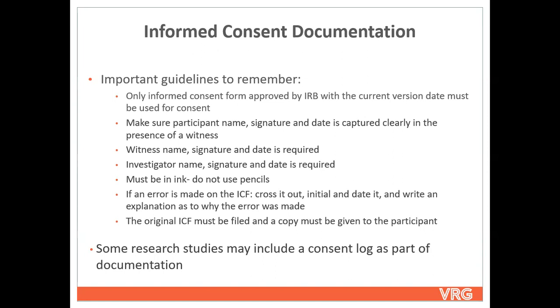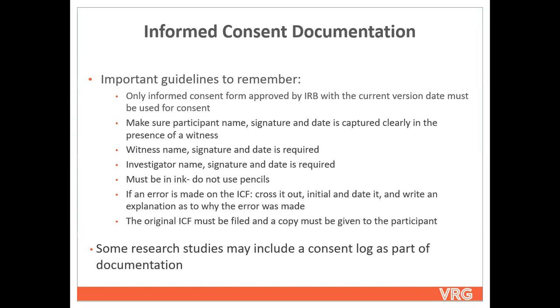You have the witness name, signature, and date, and the investigator name, signature, and date. Everything must be in ink, so you don't want to use pencils or such. If an error is made, for example the wrong date, you want to cross it out neatly, initial and date it, and write an explanation as to why the error was made or a correction. So you do not want to black it out, cross it out scribbly, or white it out or anything like that. Again, you would learn that in the GCP training if you're not familiar with that.